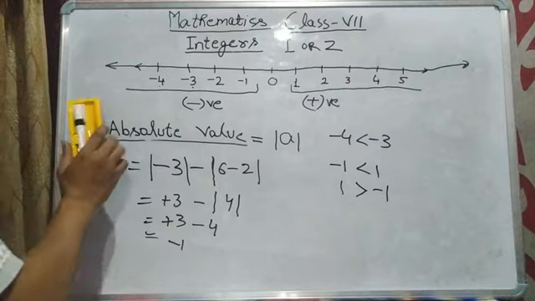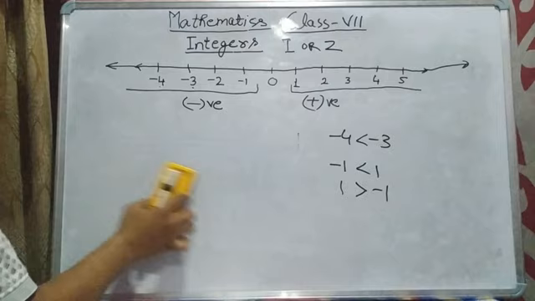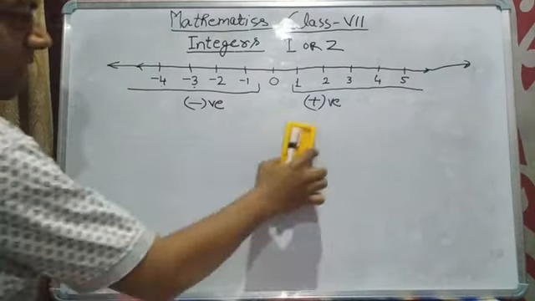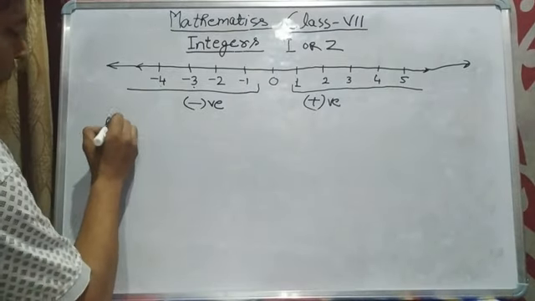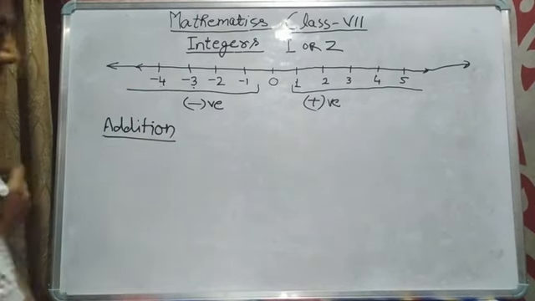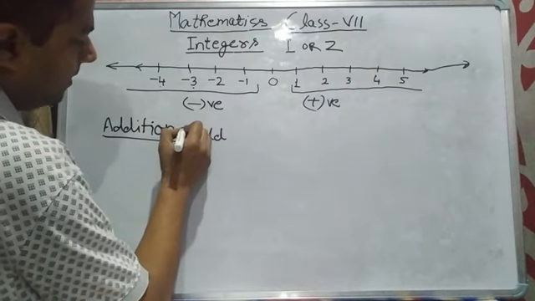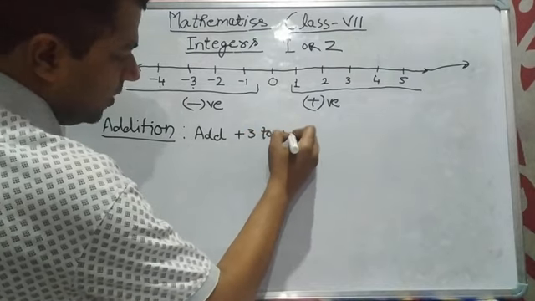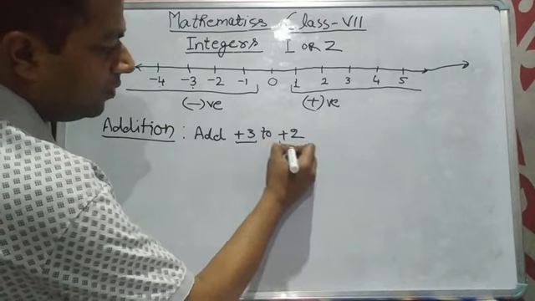Now, proceeding further, the addition and subtraction of integers. First we are taking addition. Let us take an example. Add plus 3 to plus 2. We are to add this one with this one.